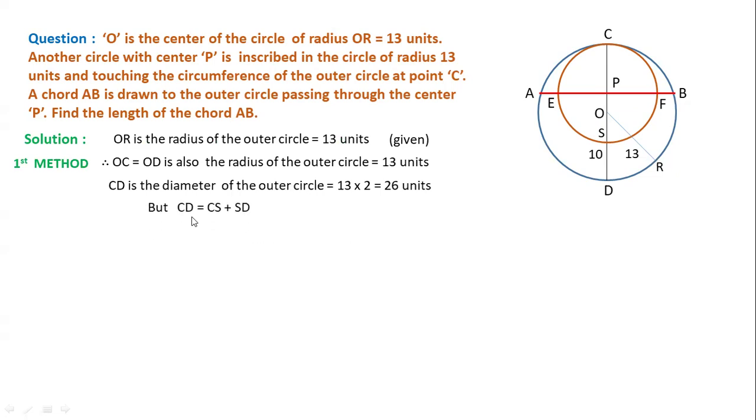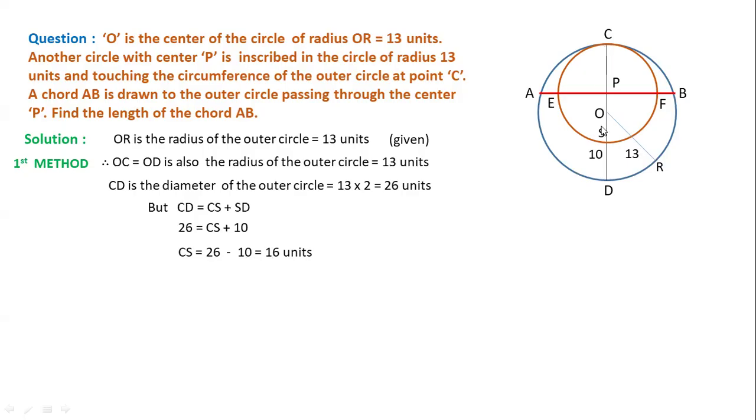But CD is equal to CS plus SD. To see this figure, CS plus SD. And SD is given as 10. So let's substitute that. CD is 26 units. So we have written CD is equal to 26. CS we do not know, and SD is 10. Let us calculate this. CS is equal to 26 minus 10, that is 16 units.